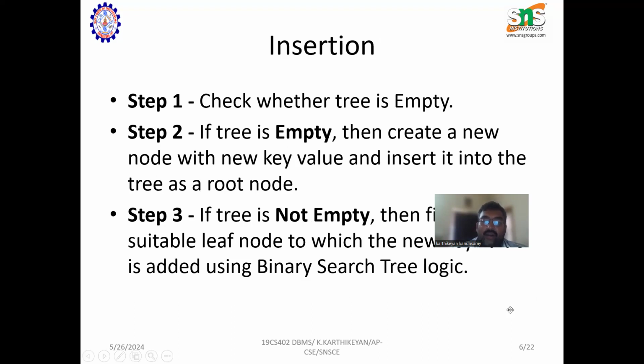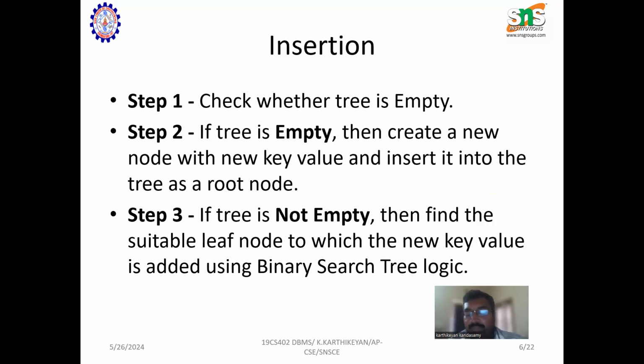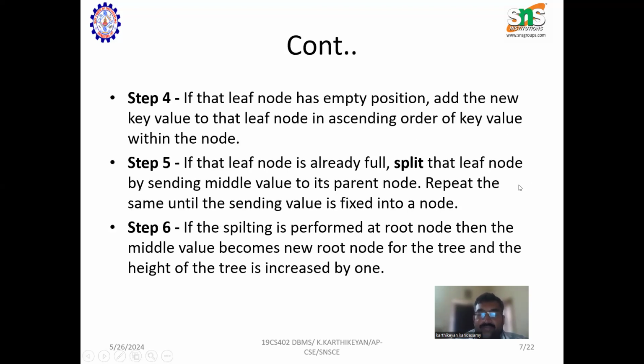These are the steps to insert into a B tree. Step one: check whether the tree is empty. Step two: if the tree is empty, create a new node with the new key value and insert it into the tree as the root node. Step three: if the tree is non-empty, find the suitable leaf node to which the new key value can be added using binary search tree logic. Step four: if the leaf node has an empty position, add the new key value to the leaf node in ascending order of the key values within the node.